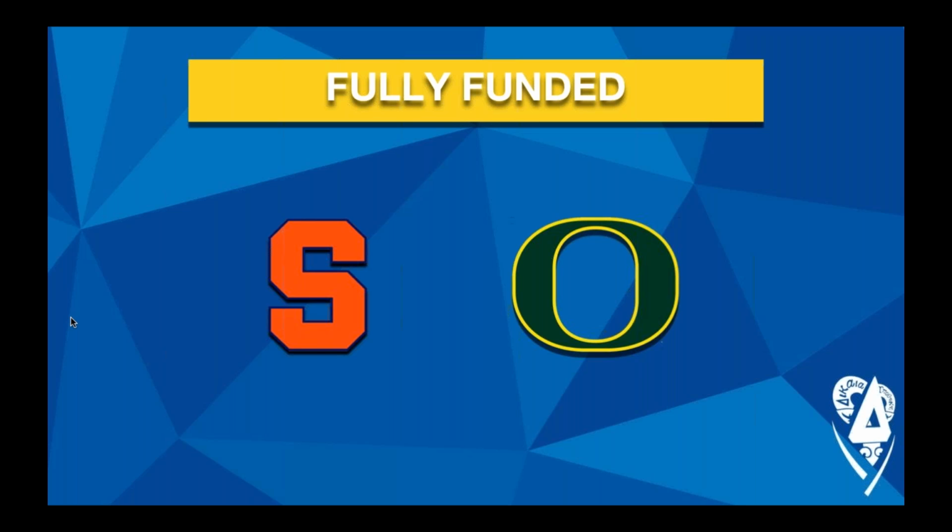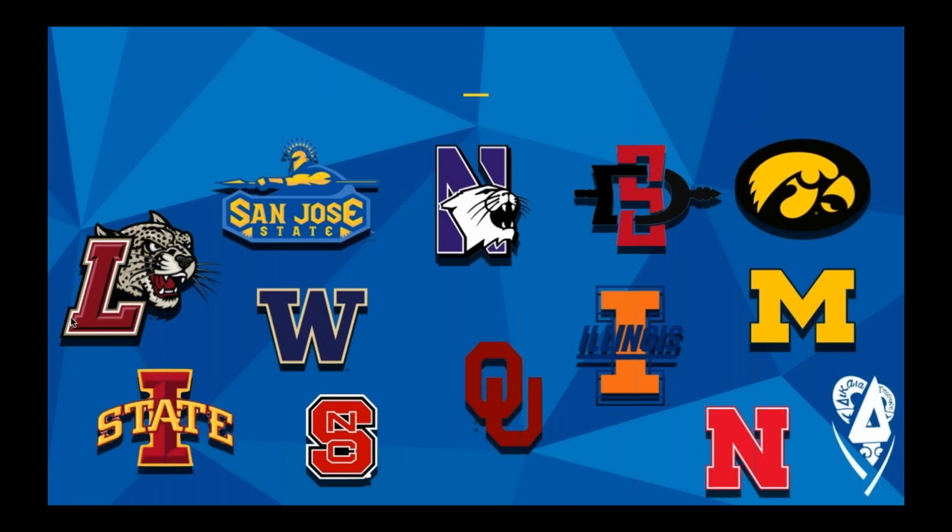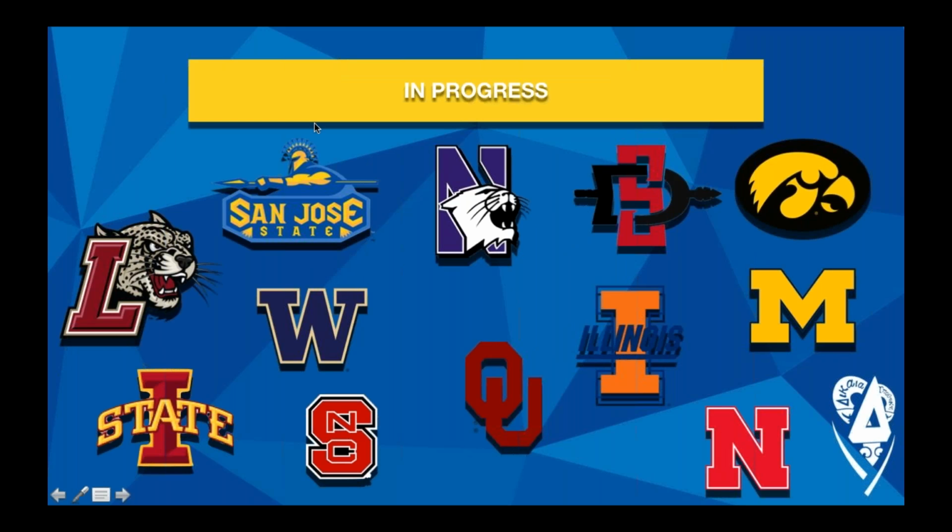So the next thing that I want to take a look at, because everybody wants to know, well, who's got plans funded? There are two fully funded, Syracuse and Oregon. There are several that are in various stages of funding. So we've got Lafayette, San Jose State, Washington, Iowa State, NC State, Northwestern, Oklahoma, San Diego State, Illinois, Michigan, Nebraska, and Iowa. These funds have all been started.